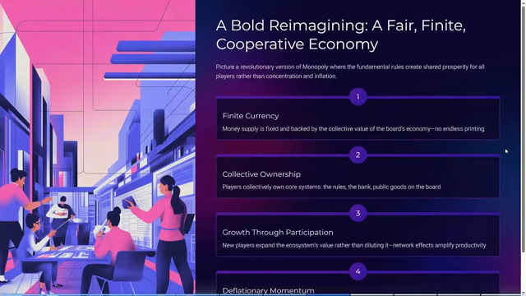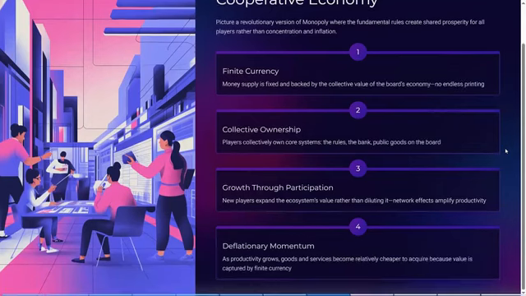And now you can actually have growth through participation. New players now expand the ecosystem's value rather than diluting it. That network effect that we've talked about, where you have a larger community, a larger player base, they effectively amplify productivity instead of diluting it in a system like this. And you have deflationary momentum. So as productivity grows, goods and services become relatively cheaper to acquire because value is captured by finite currency.